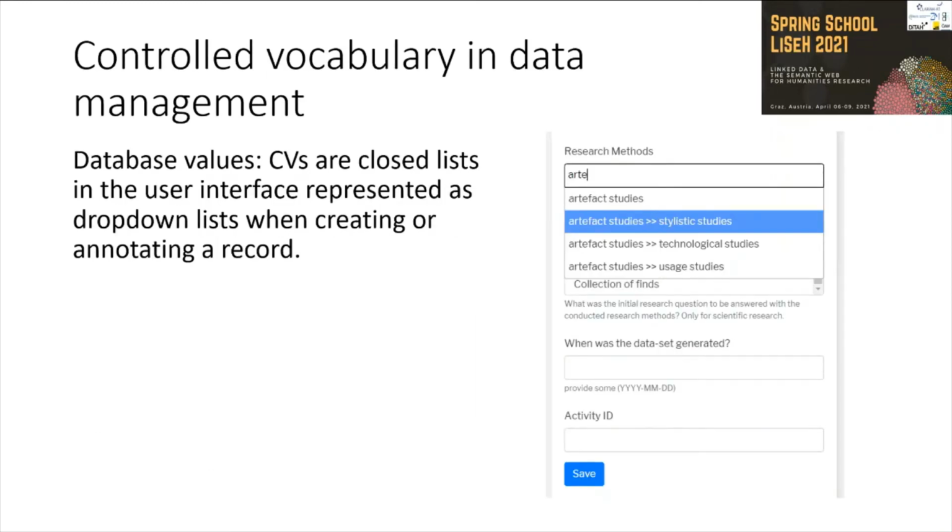Next, I would like to give you a few examples of how control vocabularies are used in database design and are part of information architecture in the user interface. In this example, control vocabulary values are used as database values and displayed in the user interface during the data curation or annotation process. They can be used as drop-down lists or autocompletes. For example, when we create a record of an object in the user interface, those control vocabularies can be used as drop-down options.